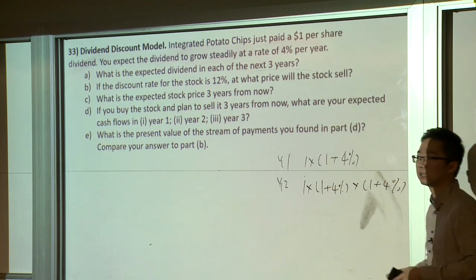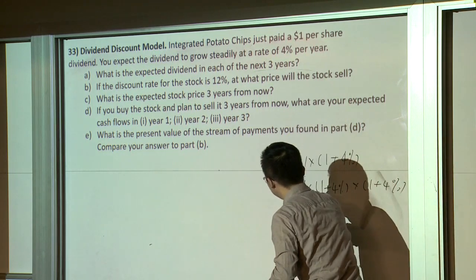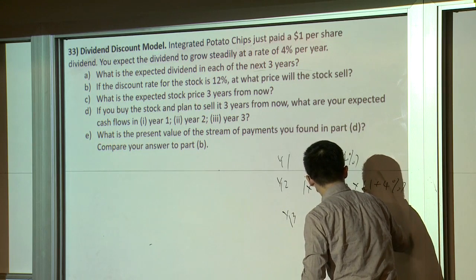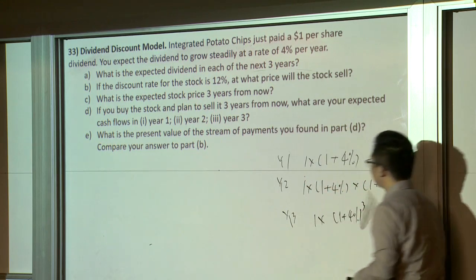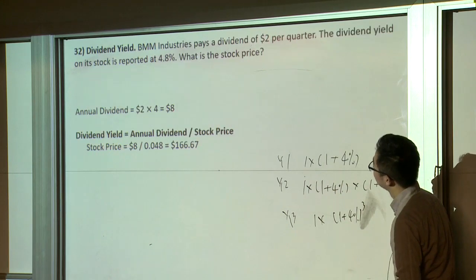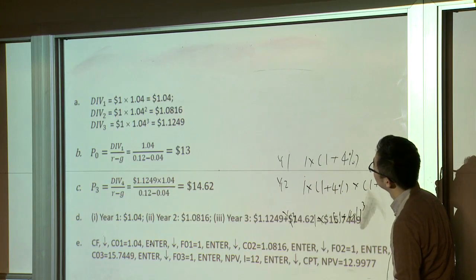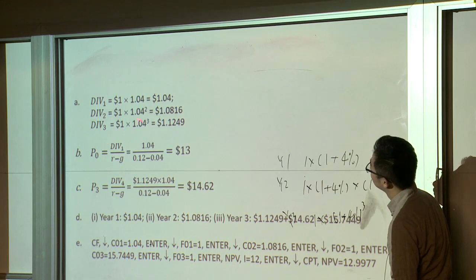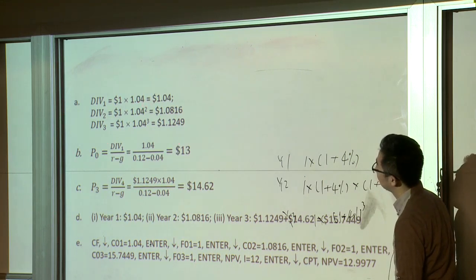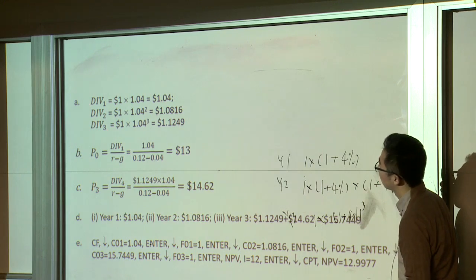Or year 3, same thing, cubed. So 1 times 1.04 cubed. Multiply 1 by that. So it's 1 multiplied by 1.04, squared and cubed. These are the 3 dividends in the next 3 years.